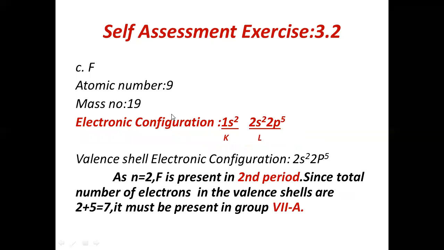Fluorine, atomic number 9, configuration 1s2, 2s2, 2p5. The value of n is 2, so fluorine is present in the second period, and the total number of electrons is 5 plus 2 equal to 7. So it must be present in group 7A.